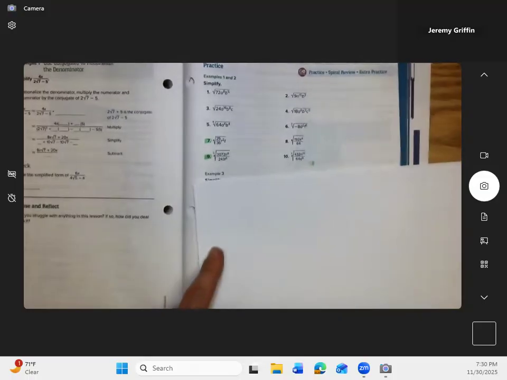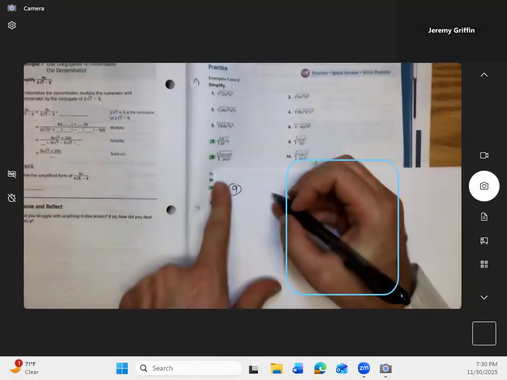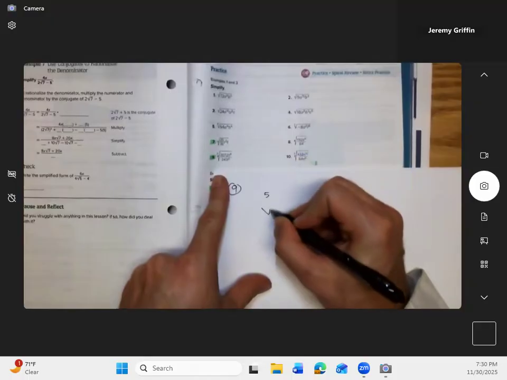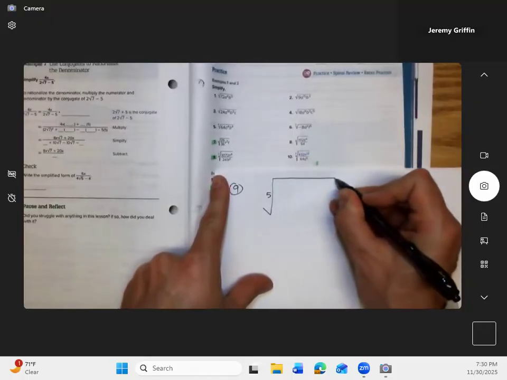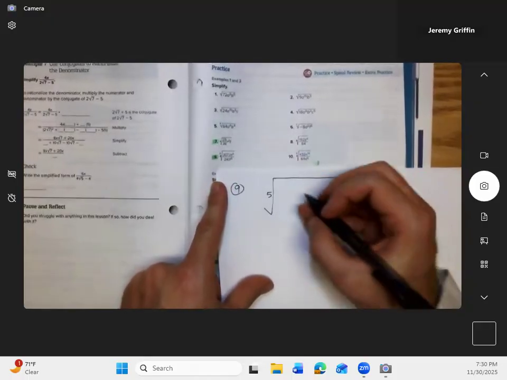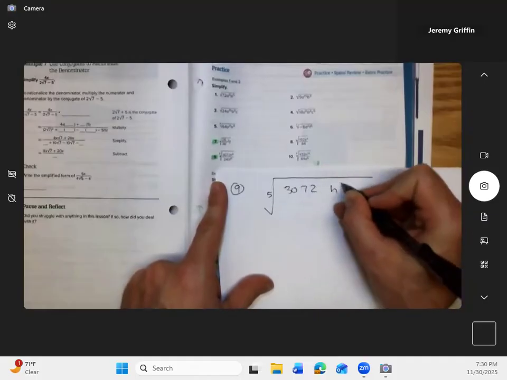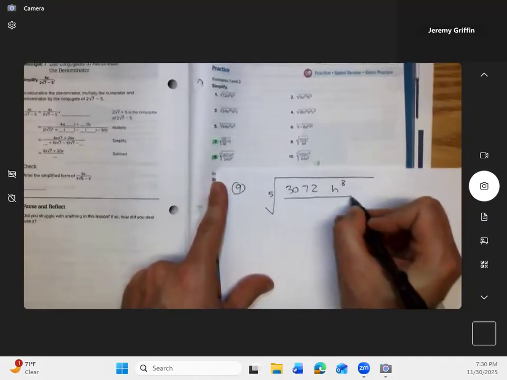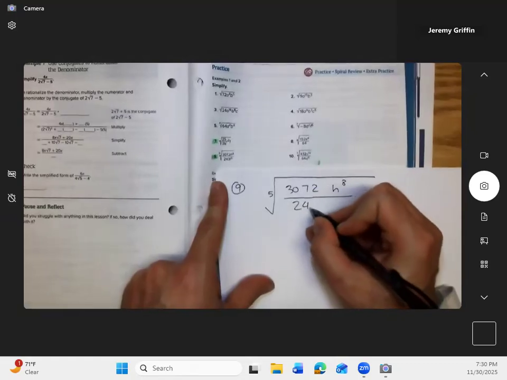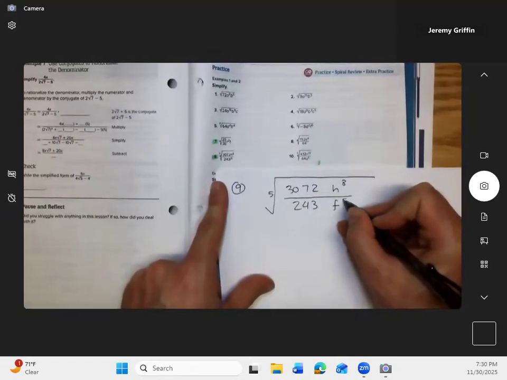Next one is a little more exciting. Let's get some more paper. We've got a fifth root. Fifth root of, okay, so looking for quintuples of things, 3,072 h to the power of 8 divided by 243 f to the power of 5.